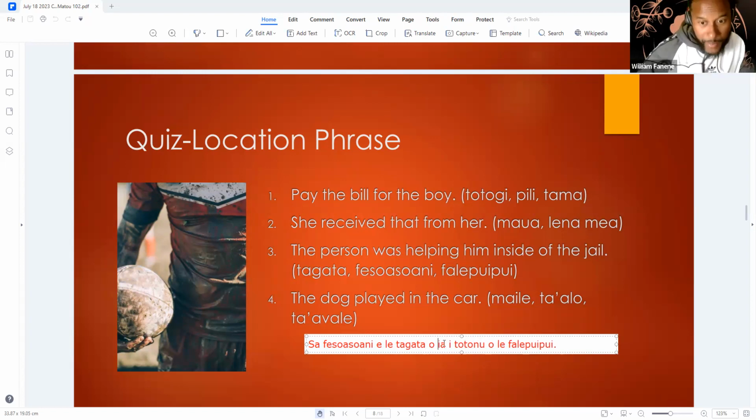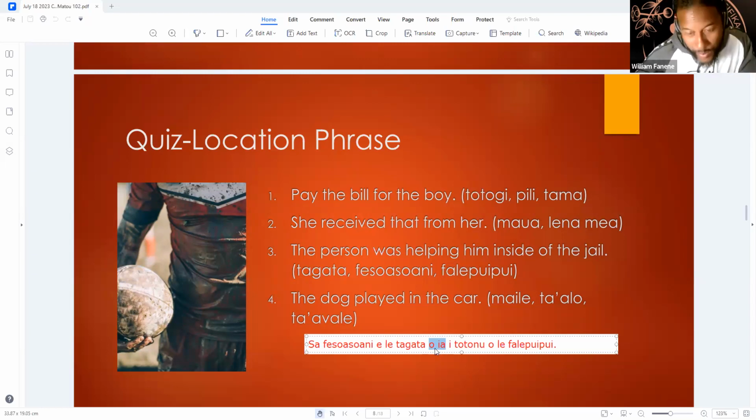So ia, when we're talking about him, her, or it before the action, like if it was going to be up here, then that would be ia. But after the action, a lot of times people will say oia. But some people will just say ia as well. But if you see oia after, that's why, because it's coming after the action. So sa fesosoani le tangata oia i tutonu o le fale pui pui. So the person was helping him inside of the jail.